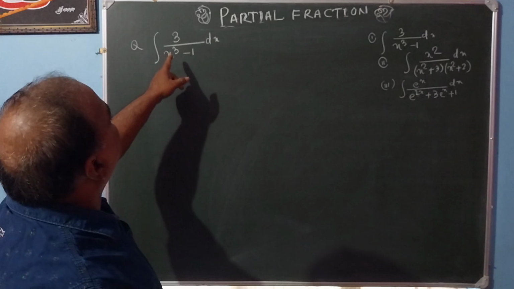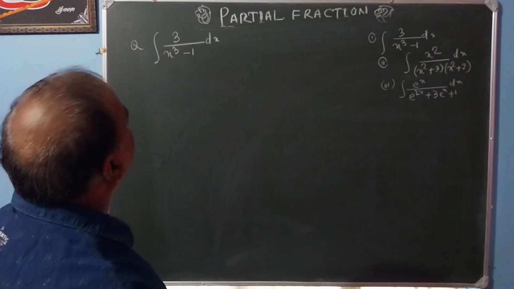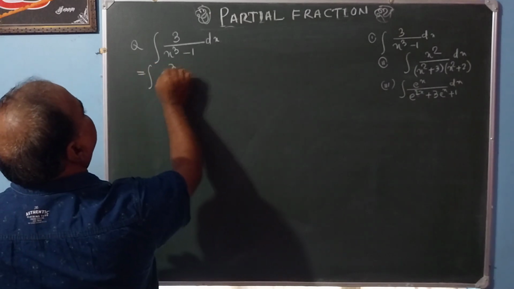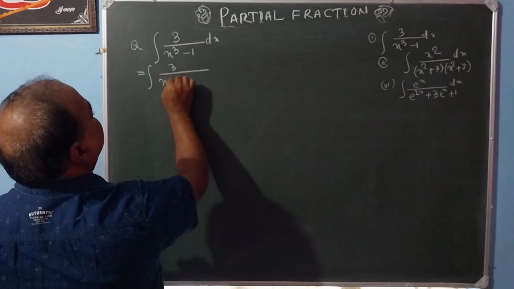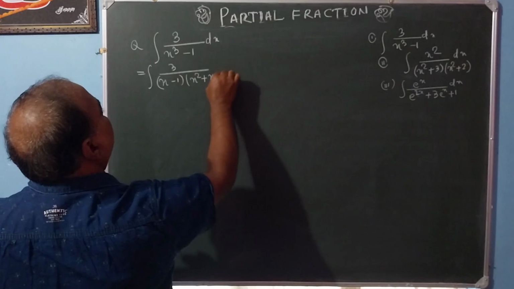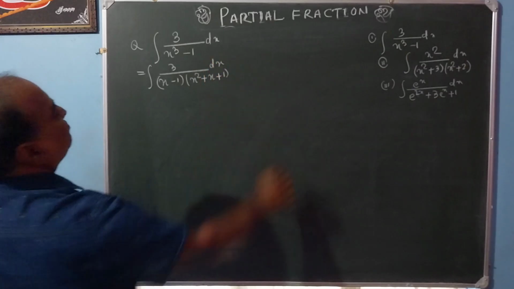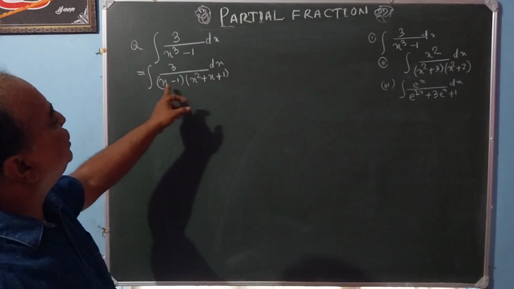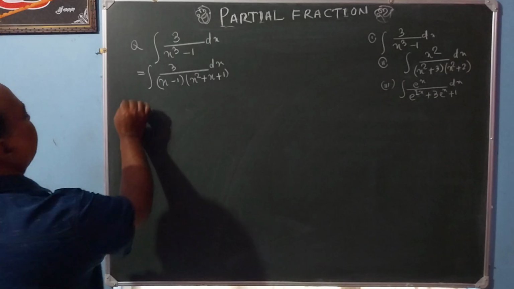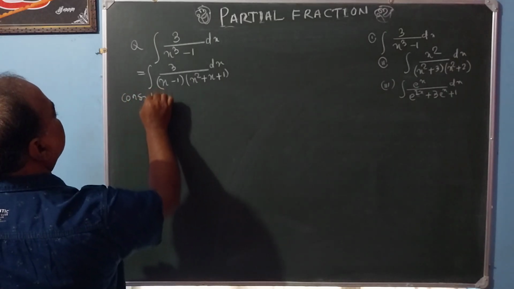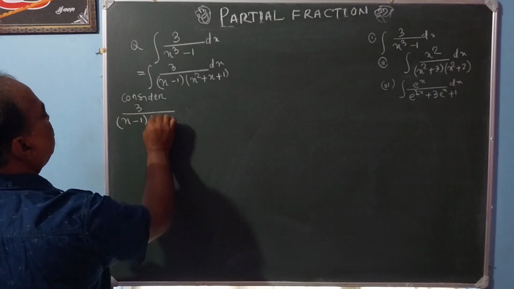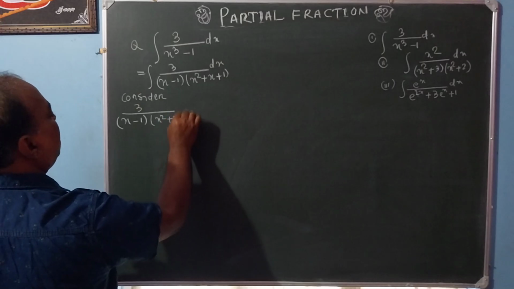Okay, here the denominator consists of one linear factor and another quadratic factor. So you have to break it using the a cube minus b cube formula: x minus 1 whole into x square plus x plus 1, into dx. So the denominator consists of one linear factor and another quadratic factor. Then consider 3 by x minus 1 whole into x square plus x plus 1.